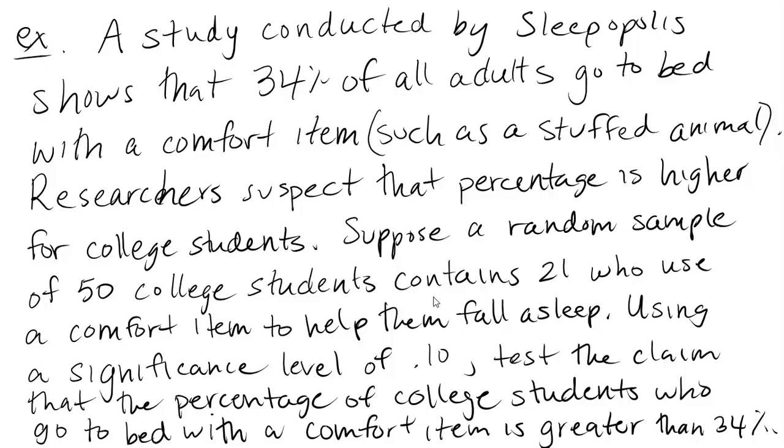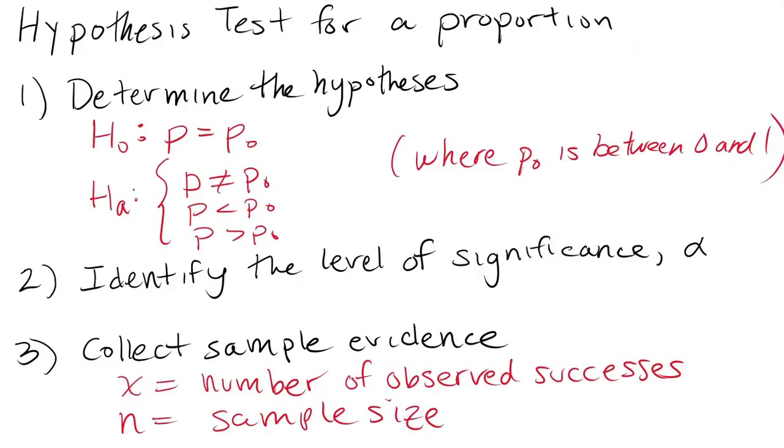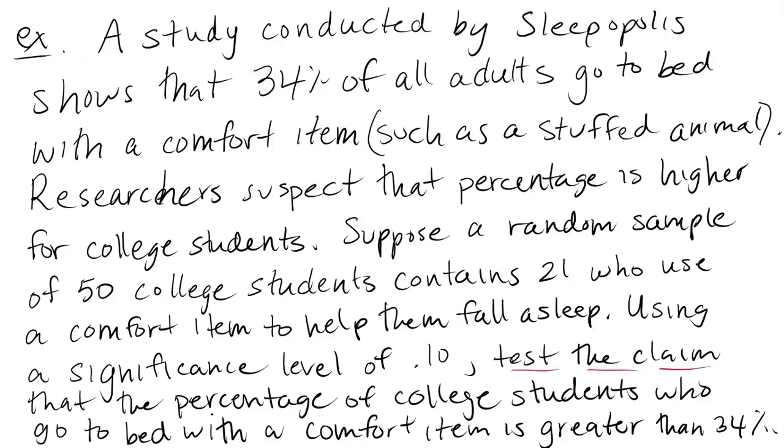Once again, you see we're being asked to test a claim, and so this is a hypothesis test. Step 1 is to determine the hypotheses, the null hypothesis and the alternative hypothesis. One of those claims is explicitly stated in the problem. We're being asked to test the claim that the percentage of college students who go to bed with a comfort item is greater than 34%. One of the claims is that the proportion is greater than 0.34. Because that claim is an inequality, that must be the alternative hypothesis.